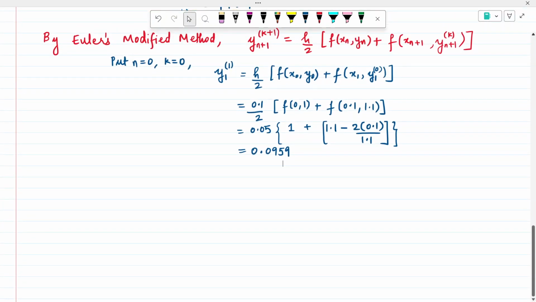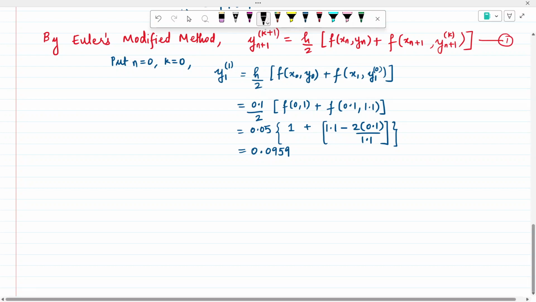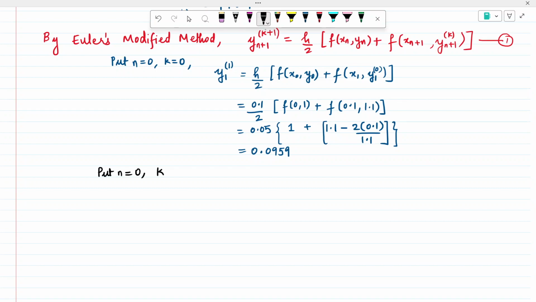Here, I'll call this equation number 1. In this equation, n remains the same, but this time k will be 1. So your y1 second approximation, k's value is 1, right? h by 2, f of x0, y0, f of x1, y1 first approximation we'll use here. So this will now be 0.05. This value we already know is 1.